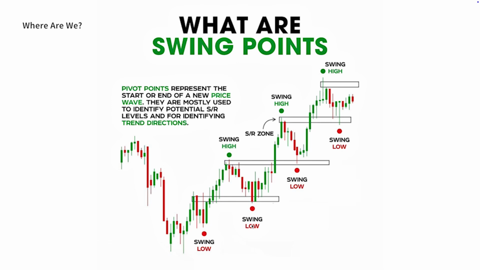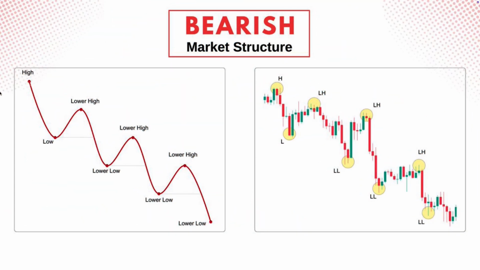You're looking at, okay, the market is moving in waves. It doesn't move straight up or straight down. It actually moves diagonally. So these swing points are key identifiers as to where we are in price and what trend we're in. Okay. Now let's go to the bearish market structure or a downtrend market.